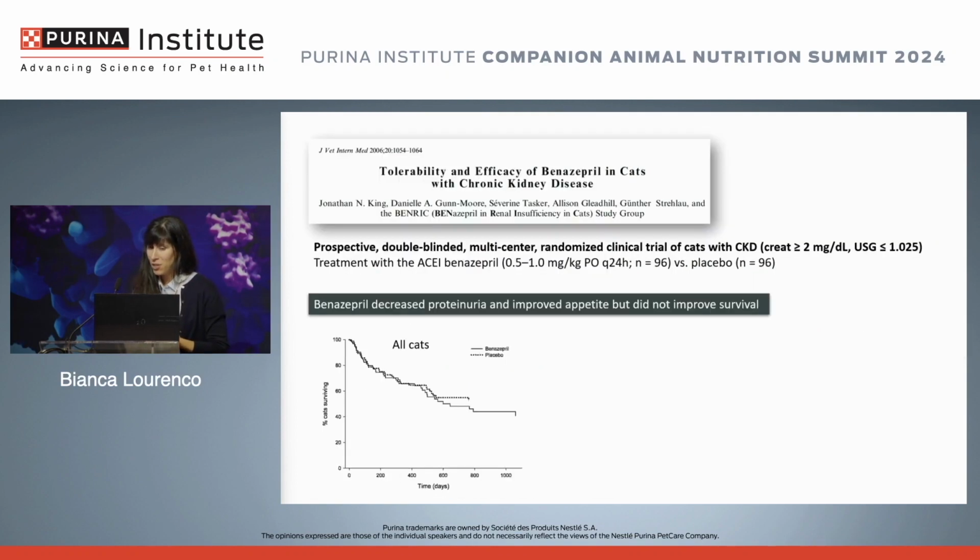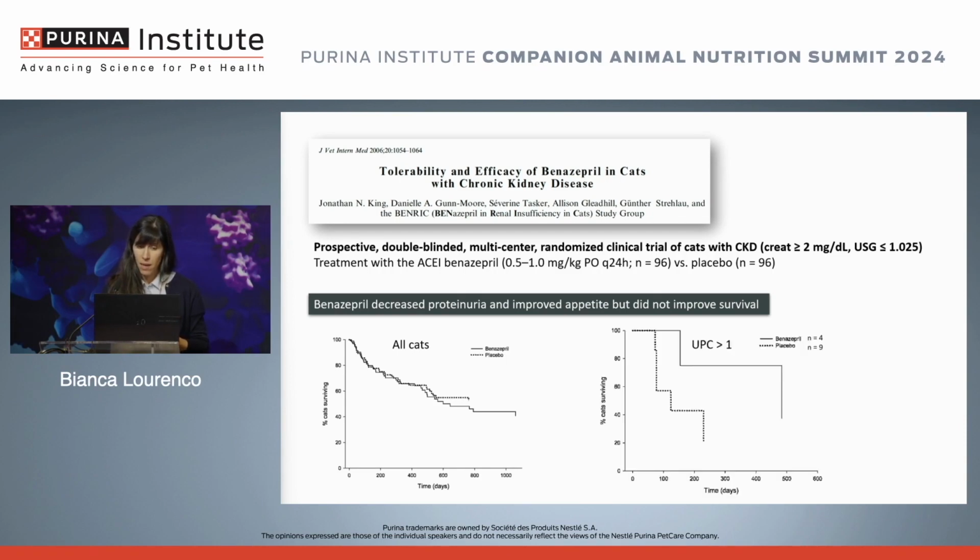However, and this is really interesting, in the one very high-level study, level 1 study, that has evaluated the use of benazepril, an angiotensin-converting enzyme inhibitor that has antiproteinuric effects in cats, and so these were cats that were randomized to receive either benazepril or placebo, benazepril did, in fact, lower proteinuria and improve the cat's appetite, but did not improve survival overall. Now, I think there's a few reasons that might explain this.